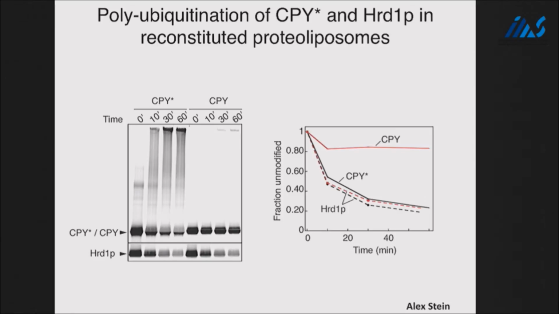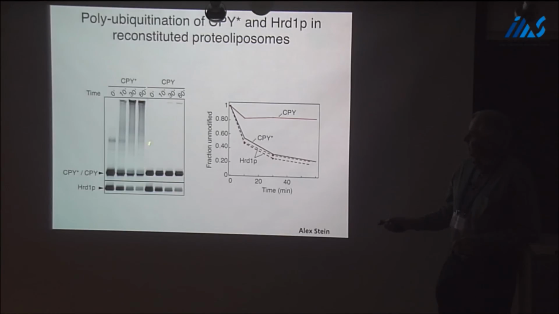Yes? Why do we see a smear instead of a ladder? This is very often the case, and it's presumably because there's not just one lysine that gets ubiquitinated, and so sometimes you get monoubiquitination, sometimes you get polyubiquitination, so it doesn't always look like a nice ladder. It's very often the case in ubiquitination reactions.